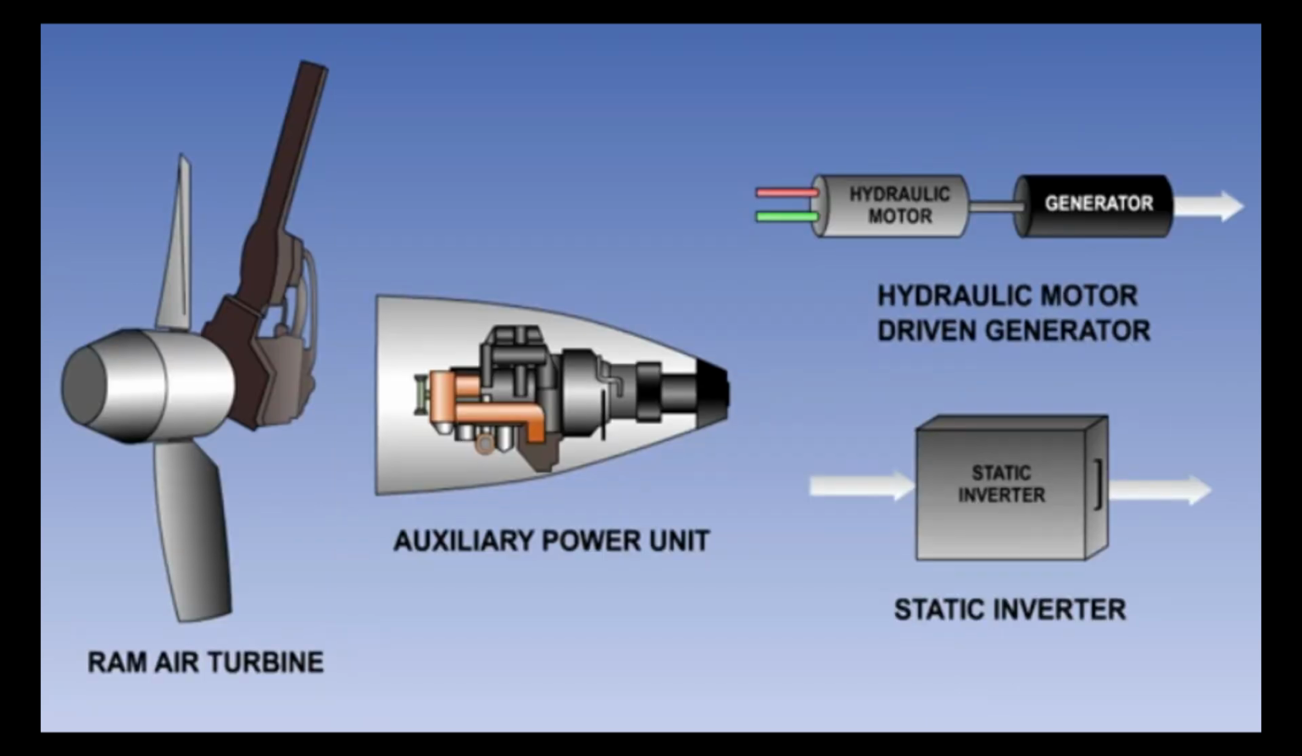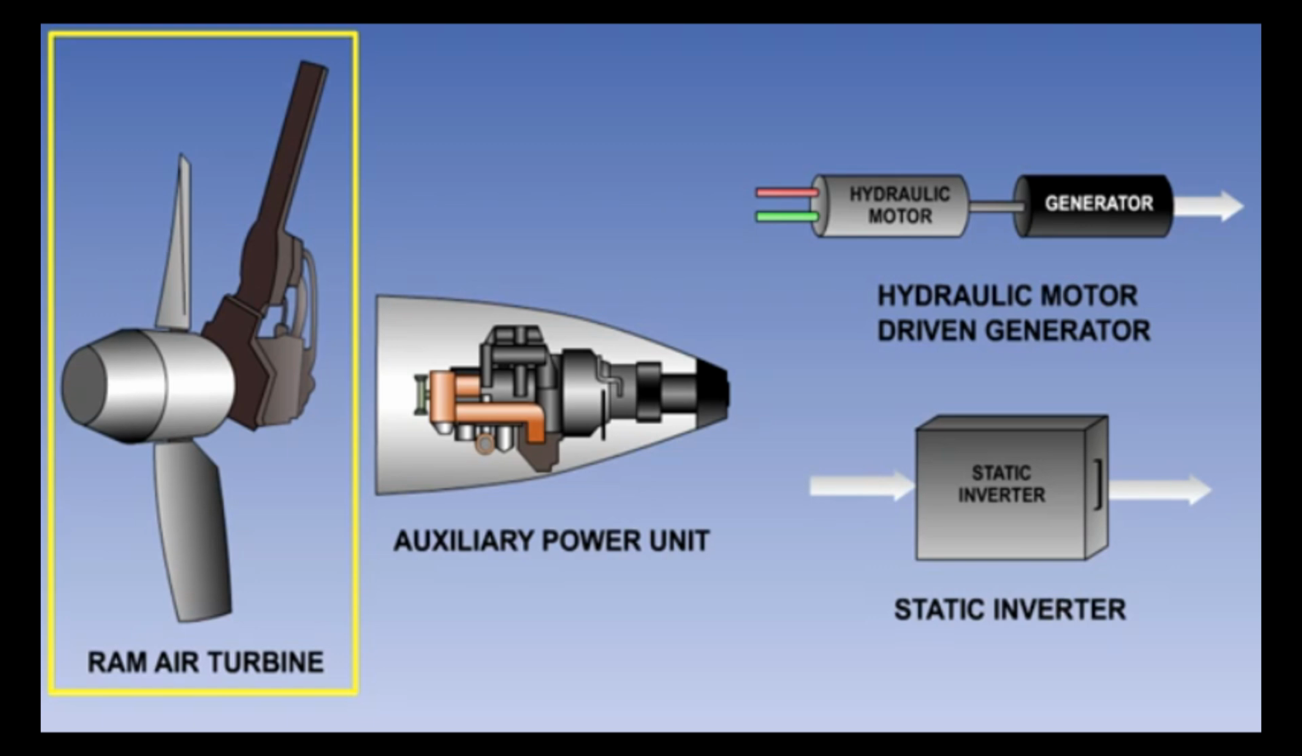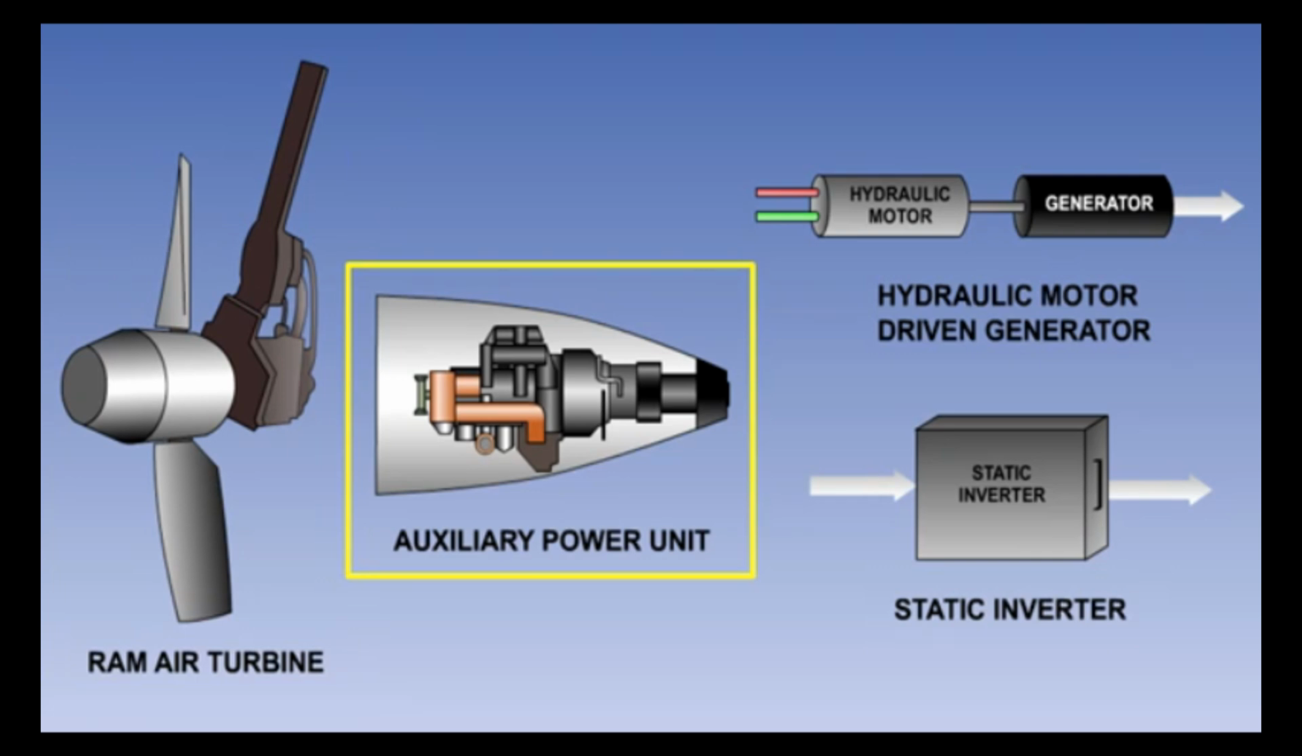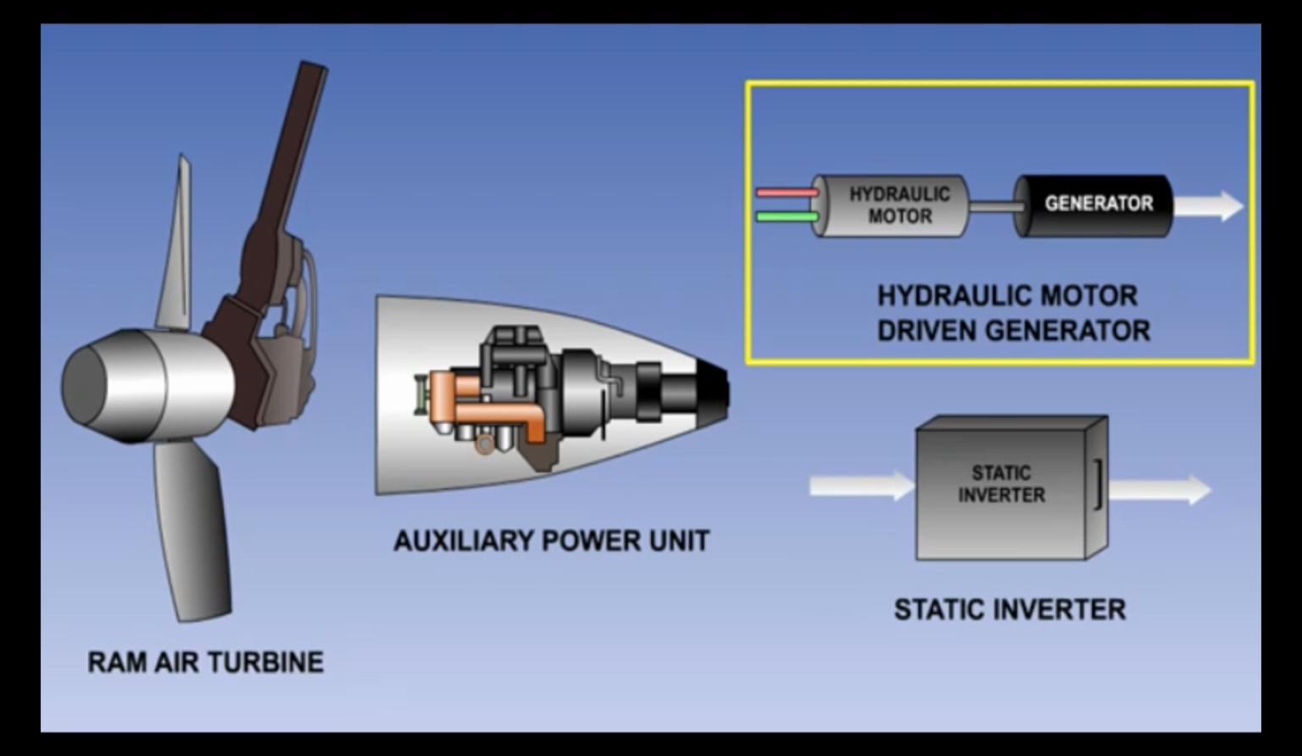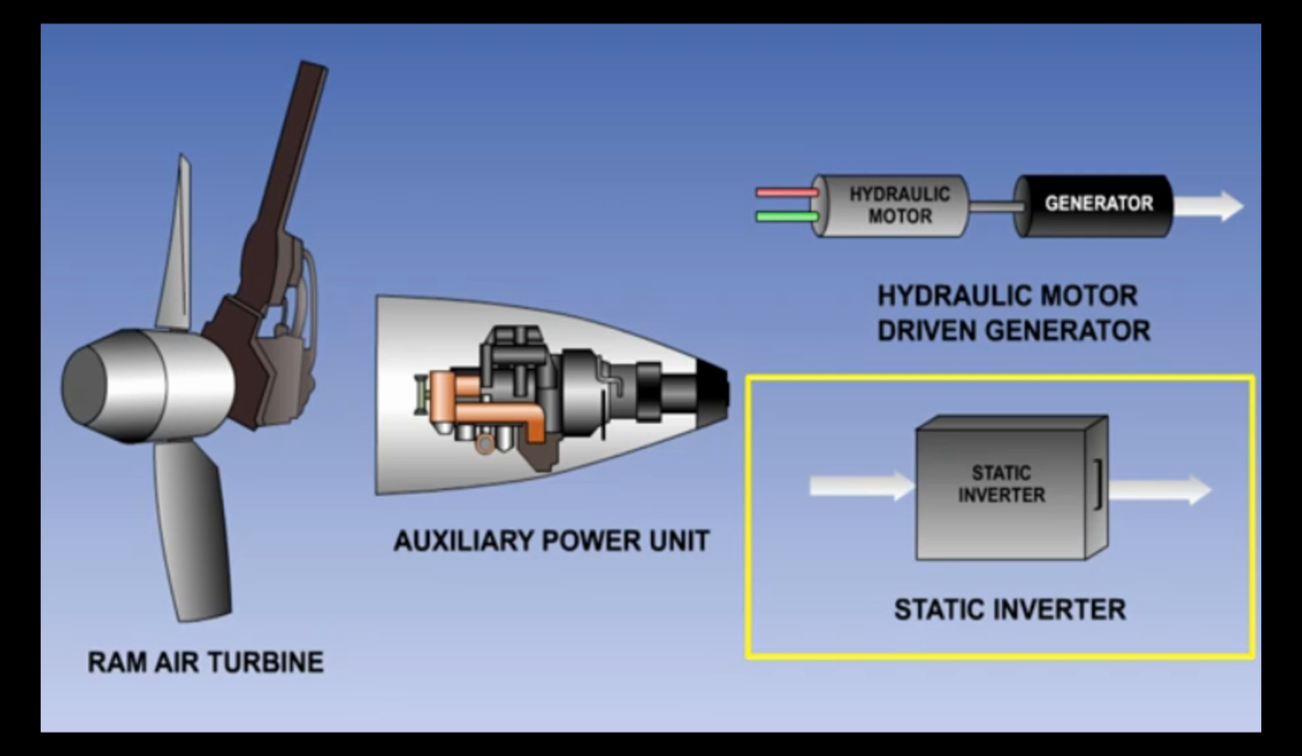In the event of some or all of the engine-driven generators failing, possibly because of multiple engine failures, alternative methods of supplying AC for essential services must be made available. The most commonly used methods are the ram air turbine driven generator, the auxiliary power unit driven generator, the hydraulic motor driven generator, and the static inverter.